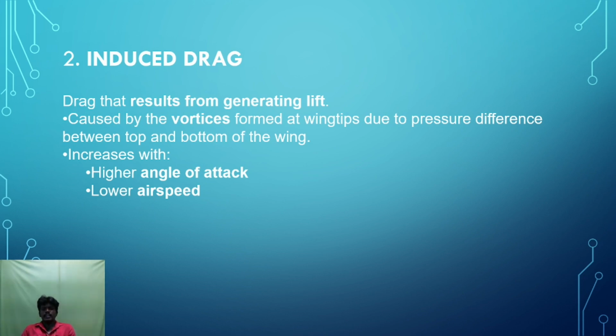Induced drag results from generating lift. Parasite drag is not associated with lift, but induced drag is associated with lift. It is caused by the vortices formed at the wing tips due to the pressure difference between the top and bottom of the wing. Sometimes the wing tips can be damaged. It increases with a higher angle of attack and lower airspeed.